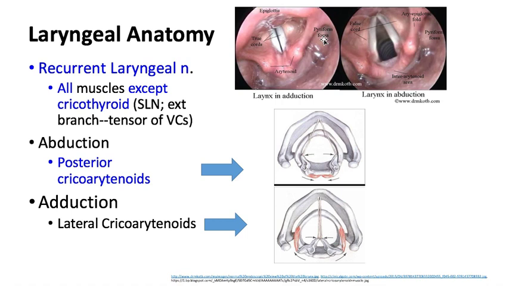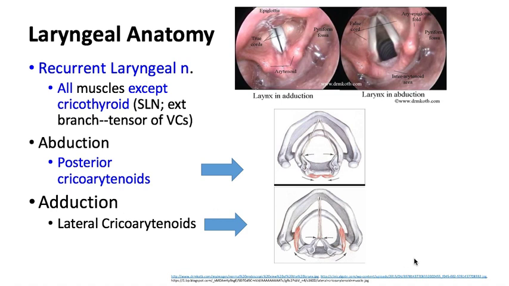Abduction, or pulling apart of the vocal cords, is accomplished by the posterior cricoarytenoid. And on the bottom right, you can see that little muscle, the posterior cricoarytenoid, when it contracts, pivots the cartilage and pulls the vocal cords apart. Abduction. This was a gap in knowledge in 2017 on the ABA in-training examination.